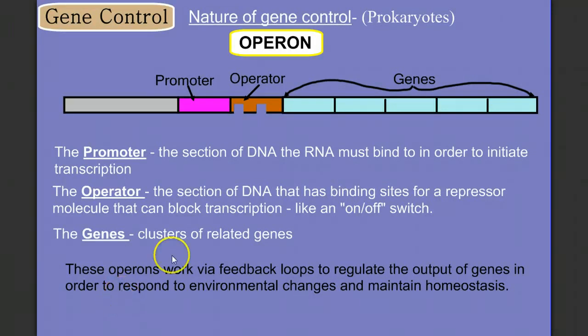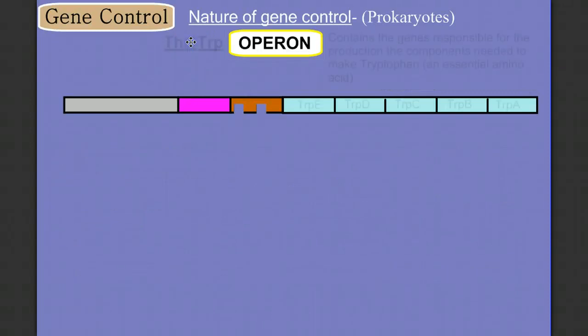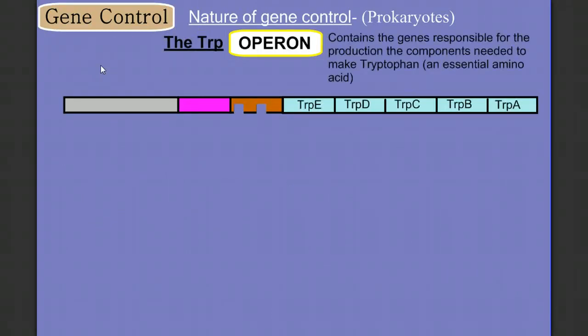To get our head around how the operon model works to regulate gene control in prokaryotes, let's look at a couple of specific examples, and we'll start with what we call the trp operon. The trp operon contains a series of genes that are responsible for production of components that are needed to make tryptophan, an essential amino acid.